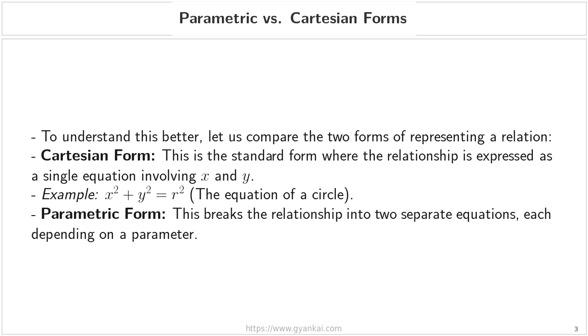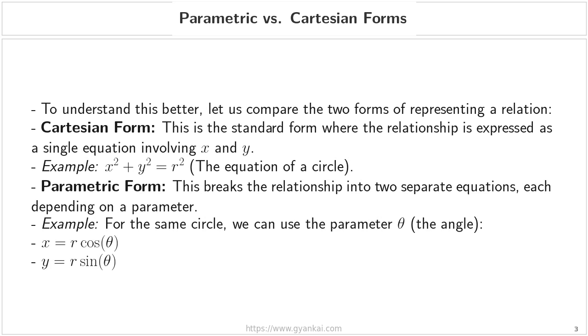In contrast, we have the parametric form. Instead of a single equation, this method breaks the relationship into two separate equations, each of which depends on the parameter we discussed in the previous slide. To illustrate this using the same circle, we can use the angle theta as our parameter. The relationship is then expressed as two equations, x equals r cosine theta and y equals r sine theta. By separating the coordinates this way, we gain more flexibility in how we describe the curve. In the next slide, we will see how this flexibility is incredibly useful when analyzing real-world scenarios, such as projectile motion in physics.